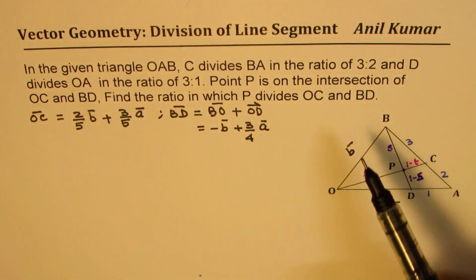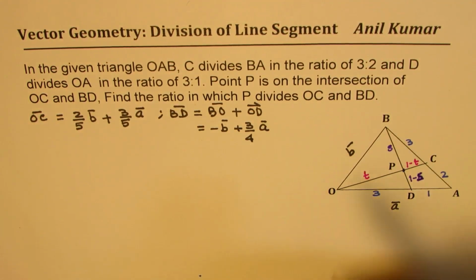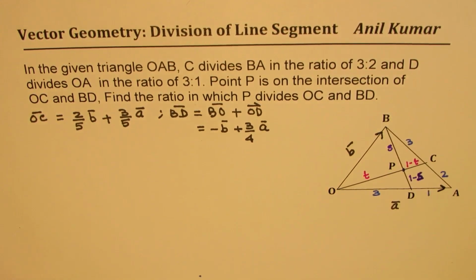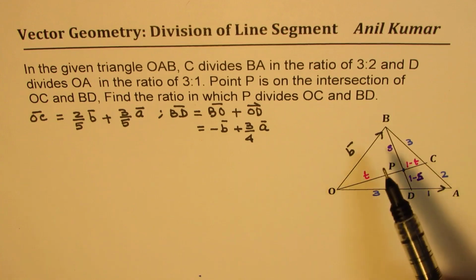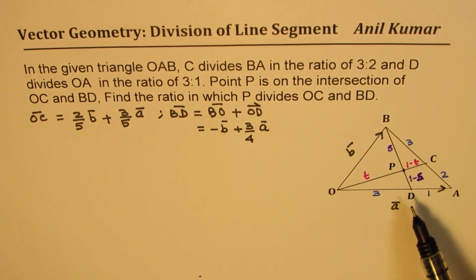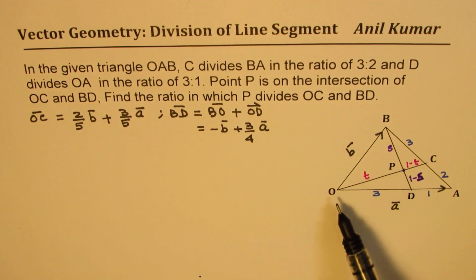Is that clear? So when you go in this direction, BO, since vector B we have taken like this, right? Vector A we have taken in this direction. So B to D will be BO, OD. So we got this point.